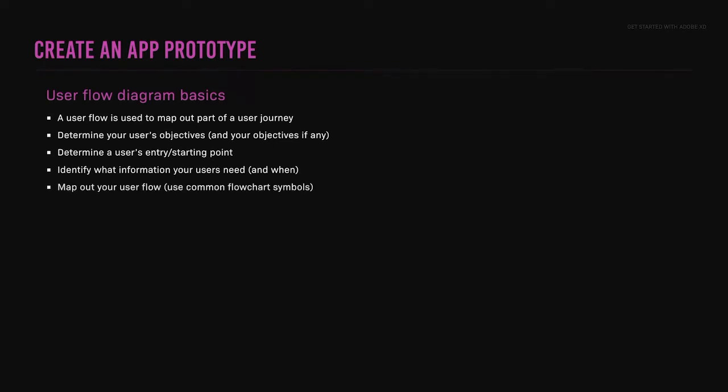Identify what information your users need and when. And when you map out a user flow, use common flowchart symbols, for example, a start and end symbol, a decision symbol, and a process symbol. And it's important to gather feedback and iterate as needed.